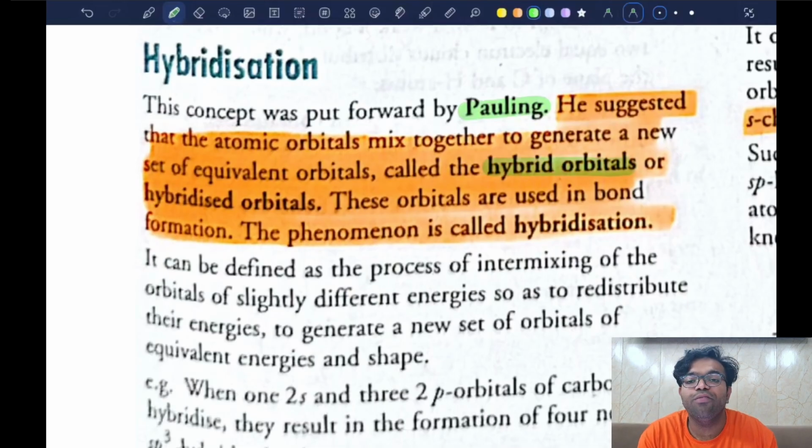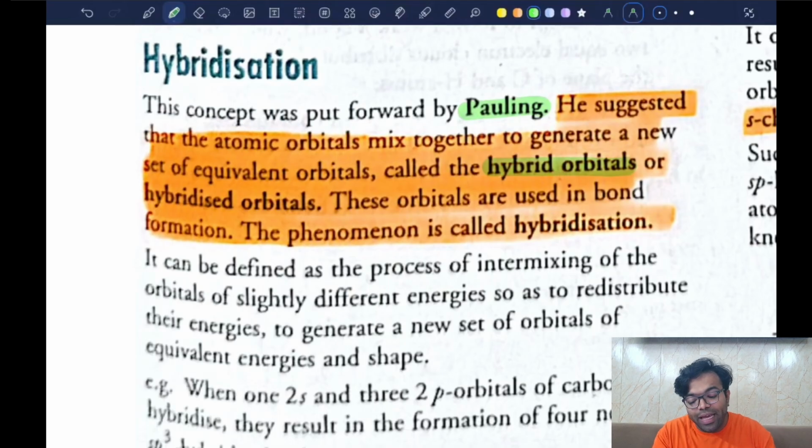Now, we know that different orbitals have different energy levels, right? S has the least amount of energy because it is closer to the nucleus. The P has more energy, the D has even more energy, and the F electrons are the most energetic electrons inside the atom. Now, what happens when you hybridize two orbitals? When an S and a P orbital hybridize, the result of your hybridization gives you two orbitals having the same energy level. Understood? So that is what hybridization is all about.